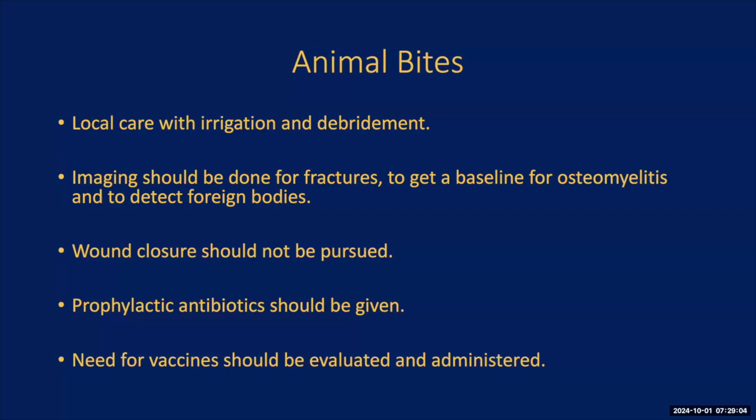And this is an instance whereby prophylactic antibiotics are actually recommended because of the high incidence of developing infection. And then depending on the patient, they may need certain vaccines as well, and also depending on the incidence of infections that may be common in a particular geographical area, such as rabies.